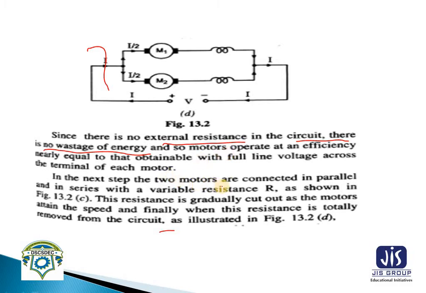And now the two motors are connected in parallel and in series with the suitable variable resistance R, as shown in figure C, that we have discussed, and this resistance is gradually cut out as the motor attains speed, and finally when the resistance is totally removed, the circuit is illustrated like this. This is the circuit when our total resistance is removed.